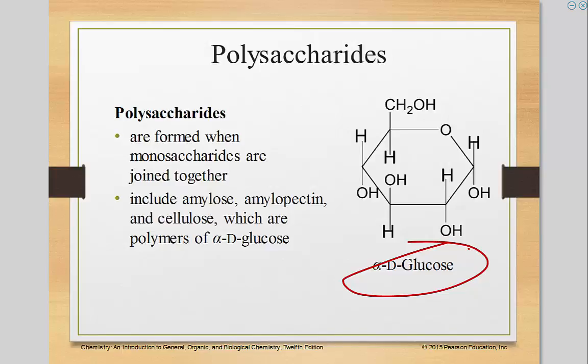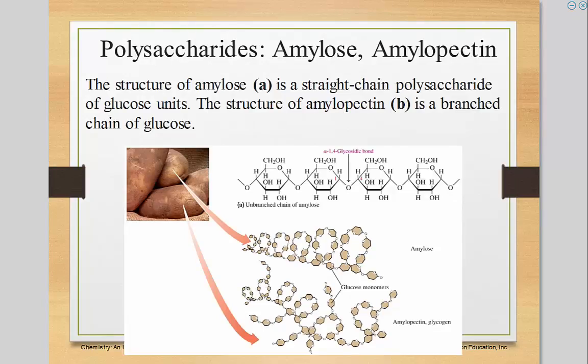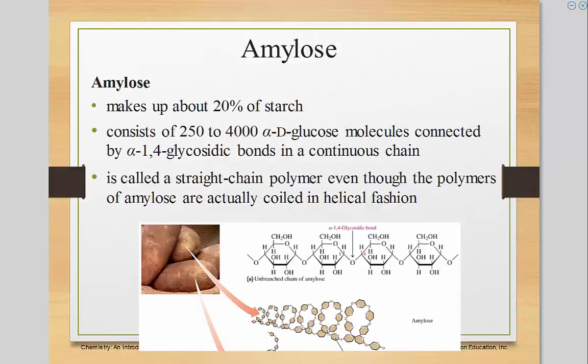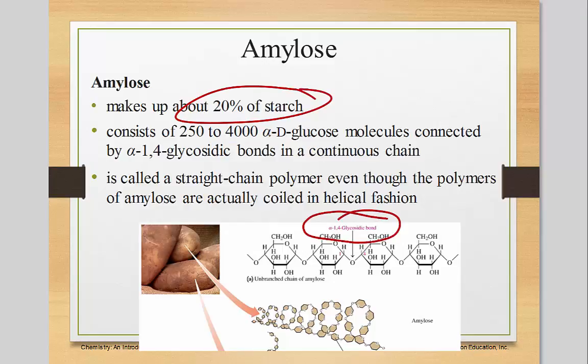So let's take a look at amylose and amylopectin first. This is what starch is all made out of. In both scenarios, we have alpha chains. Now remember, alpha means that the OH is coming down. Beta means that the OH is going up. Amylose is about 20% of what starch is, and they have alpha 1,4 glycosidic bonds.